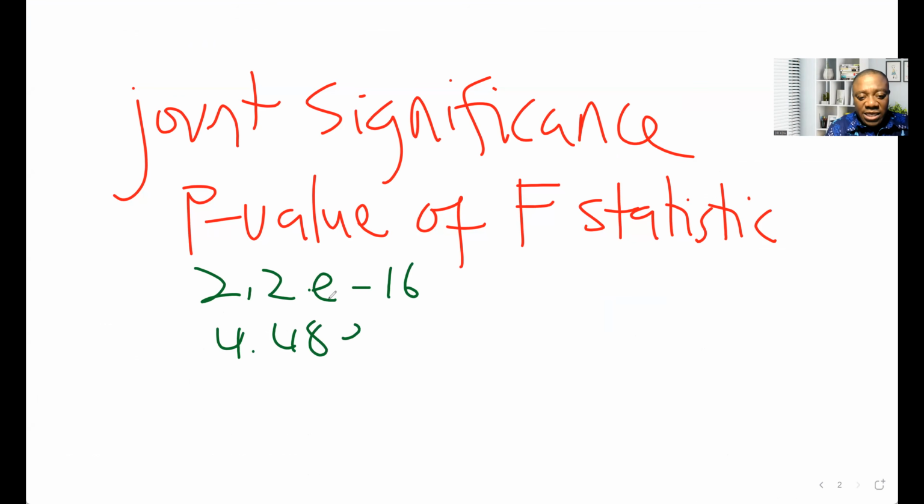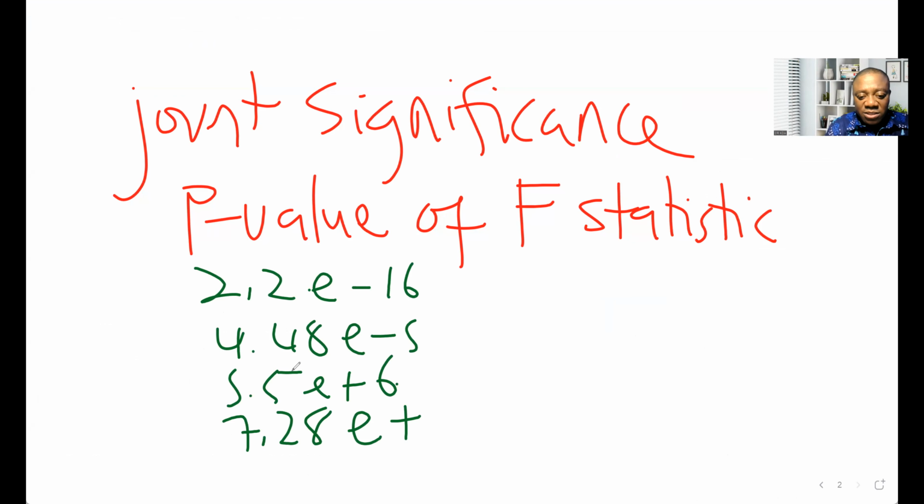4.48 E minus 5. 5.5 E plus 6. 7.728 E plus 2. Okay. So I'm giving you multiples of this. So what does 2.2 E minus 16 mean?